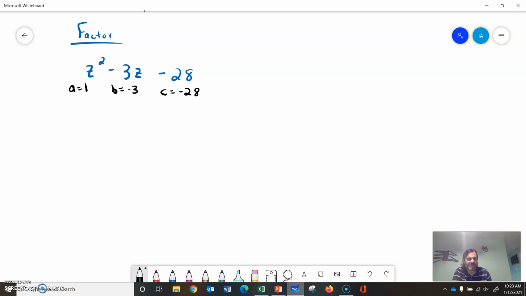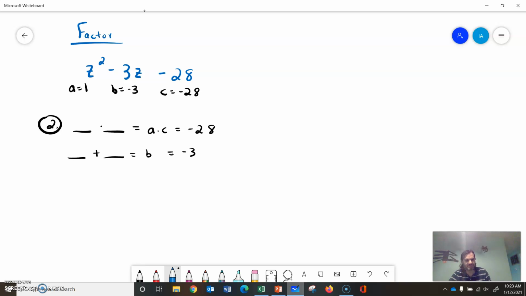So since nothing will come out, we will go ahead and jump to step 2, where we look for two factors. We multiply together to give us A times C, which in this case will be negative 28, and add up to be B, which in this case is negative 3. So they're different signs. The bigger one's negative. It is actually negative 7 and positive 4, it looks like.